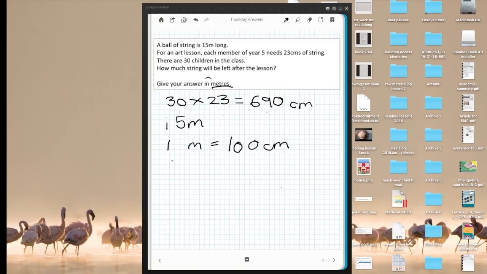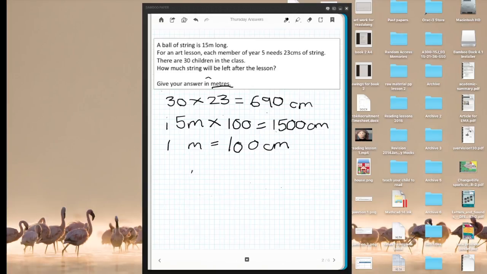High voice, low voice. To get from low to high, we've got to multiply, because to get a bigger number I'm going to have to multiply. And what am I multiplying by? 100. So now I'm going to times my 15 metres by 100 and it will give me 1500 centimetres.